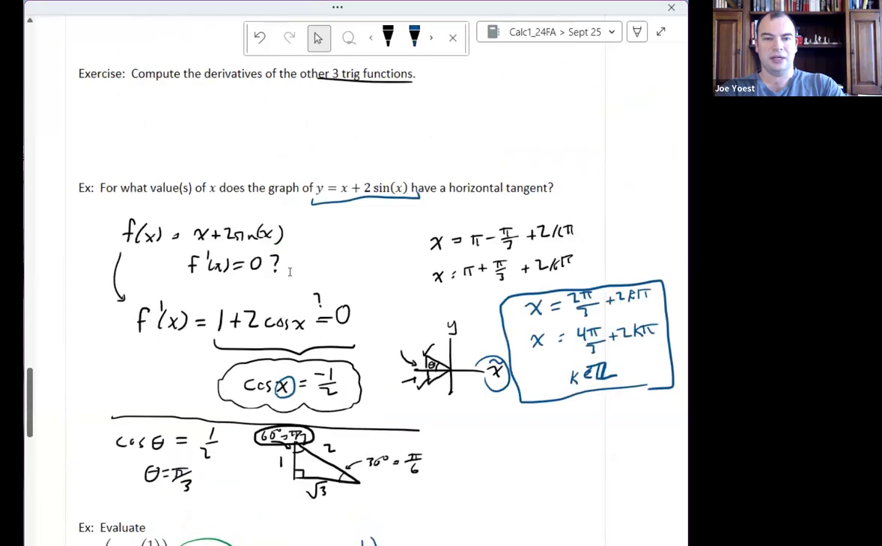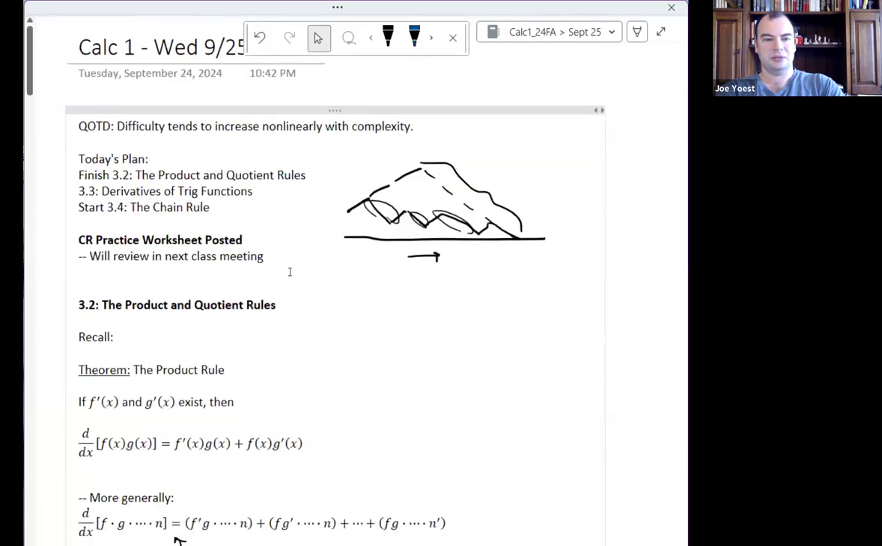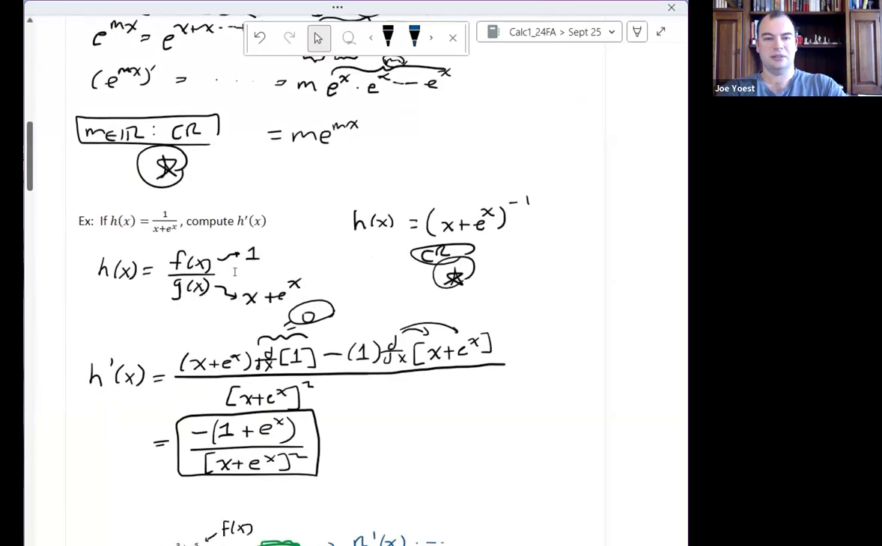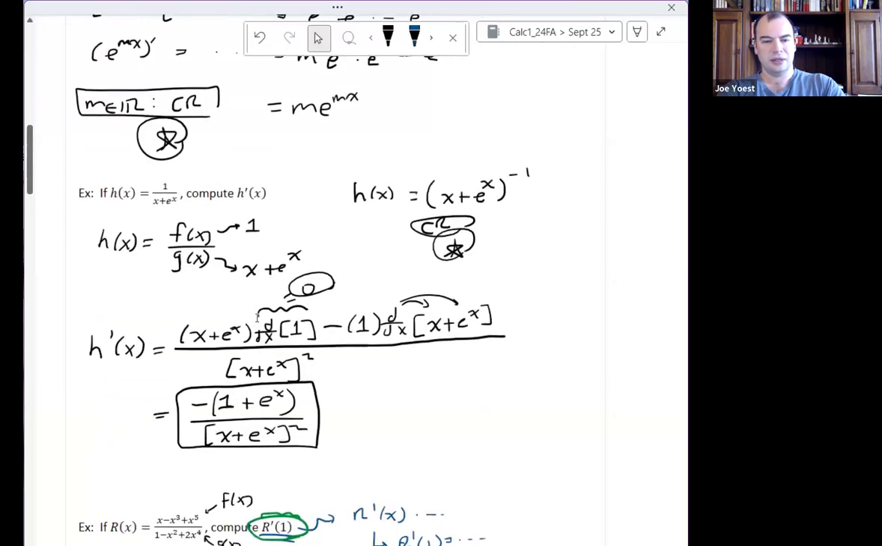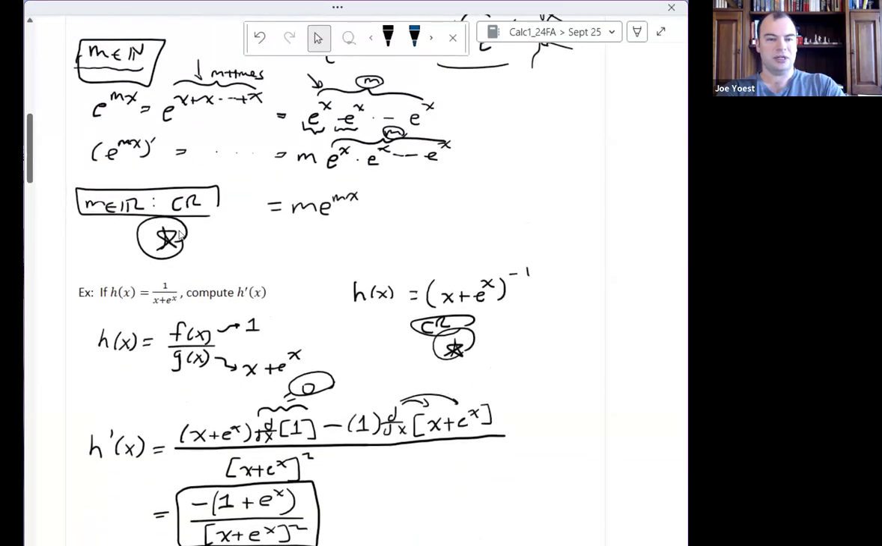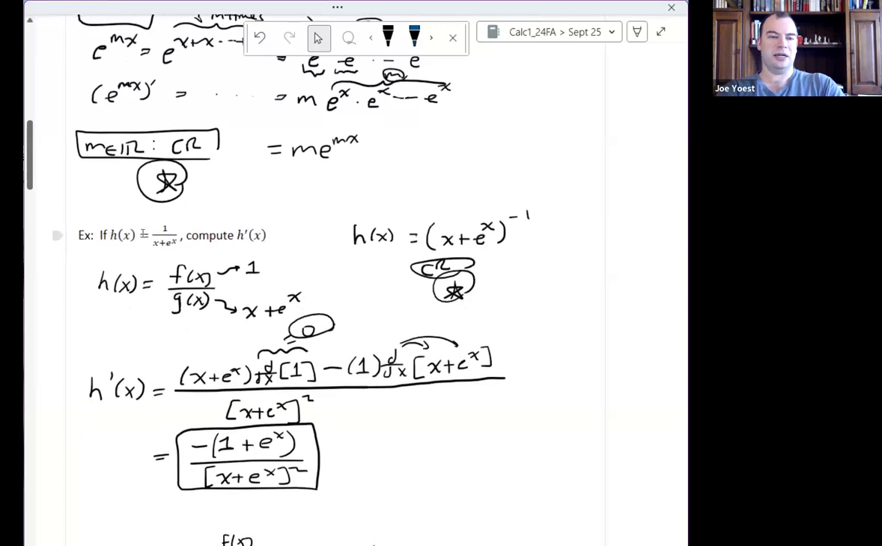So again, take a look at that chain rule practice worksheet, work through that over the weekend, not to be handed in for a grade or anything like that, but we'll review that in the next class meeting. We'll work through it. Take some of the other examples that I did, like this one and this one, yeah, the h of x one.